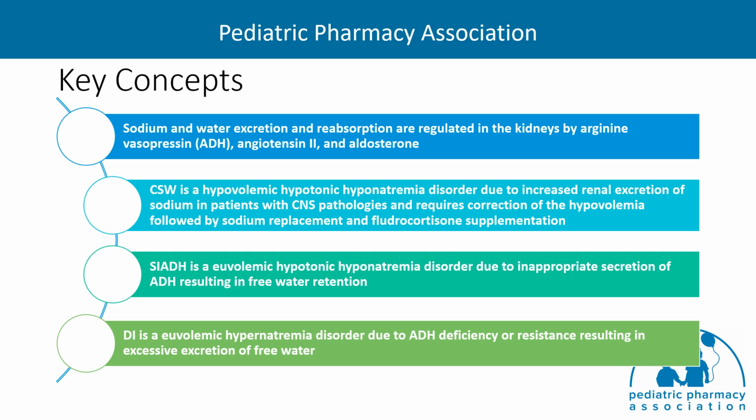Sodium and water excretion and reabsorption are regulated in the kidneys by arginine vasopressin, or antidiuretic hormone, angiotensin II, and aldosterone. Cerebral salt wasting is a hypovolemic, hypotonic, hyponatremic disorder due to increased renal excretion of sodium in patients with CNS pathologies and requires correction of the hypovolemia followed by sodium replacement with or without the addition of fludrocortisone. SIADH is a euvolemic, hypotonic, hyponatremic disorder due to inappropriate secretion of antidiuretic hormone resulting in free water retention. Diabetes insipidus is a euvolemic, hypernatremic disorder due to ADH deficiency or resistance, resulting in excessive excretion of free water.